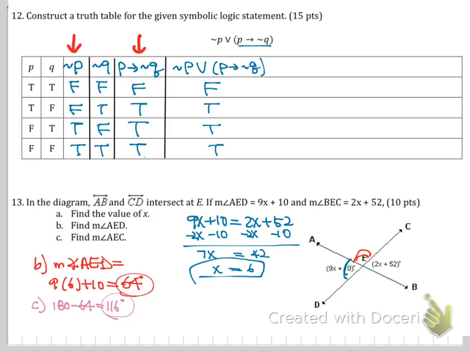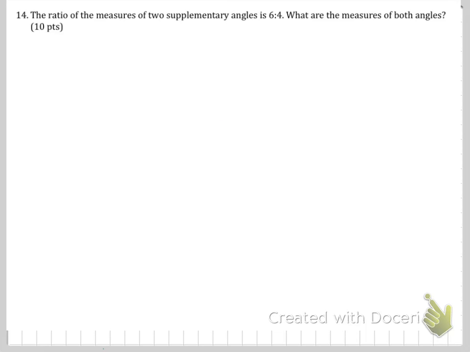Alright, let's look at the last question together. The ratio of the measures of the two supplementary angles is 4 to 6. As soon as you see 4 and 6, I want you to express that as 6x plus 4x. Since they are supplementary, their sum has to be equal to 180. When you add them up, 10x is equal to 180. Then x must be equal to 18.